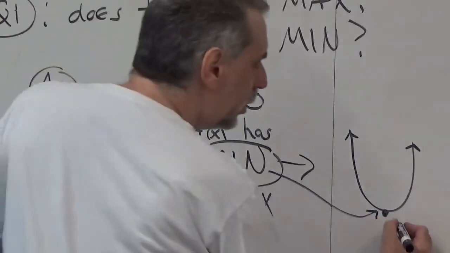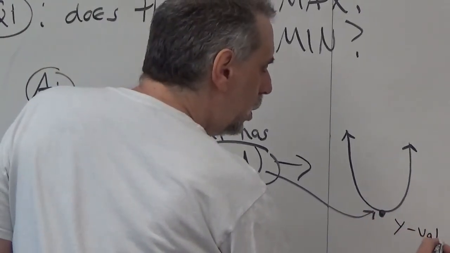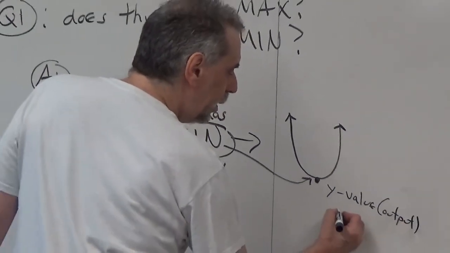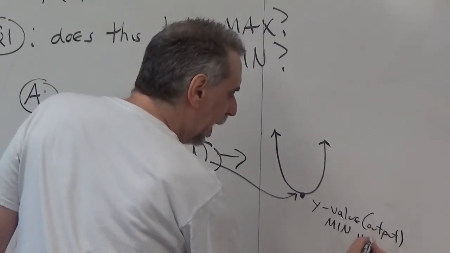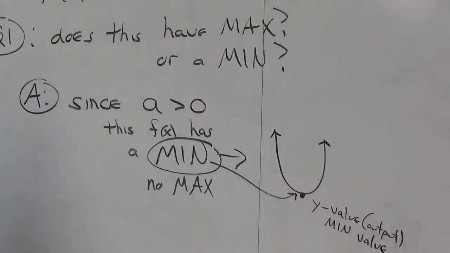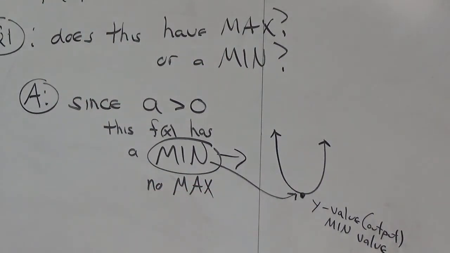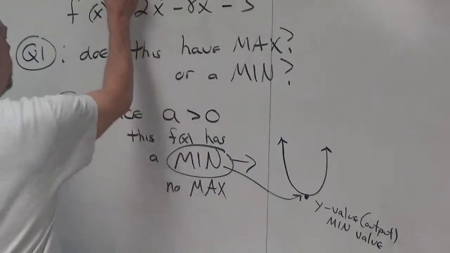The y value, the output, is what you're looking at when you're asked for the minimum or maximum value. You're looking at the output of the function, right? The lowest output of the function. All right, now we want to find out what that minimum value is. So basically what you're being asked to do here is find the vertex. That's really all we're being asked to do.